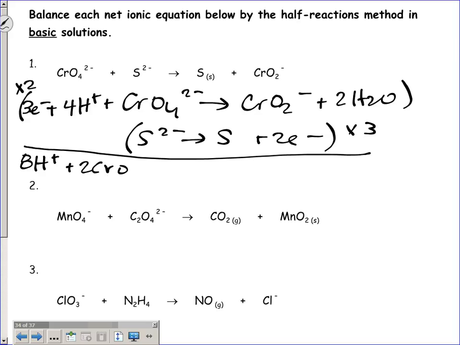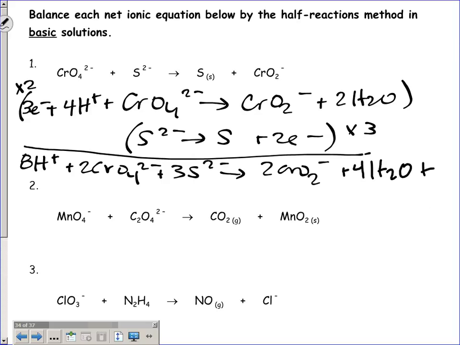2 chromates, 3 sulfides, yielding 2 CrO2 1 minuses, 4 waters, plus 3 sulfate, or sulfurs. Okay, so we know how to get this far. We can use the acid.